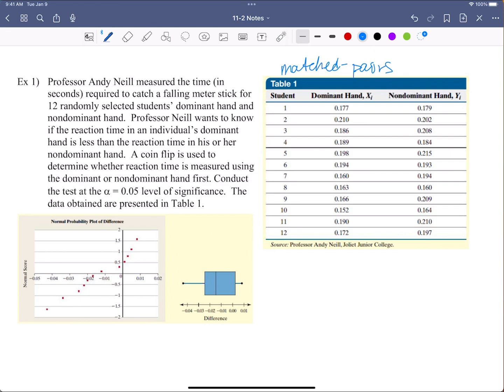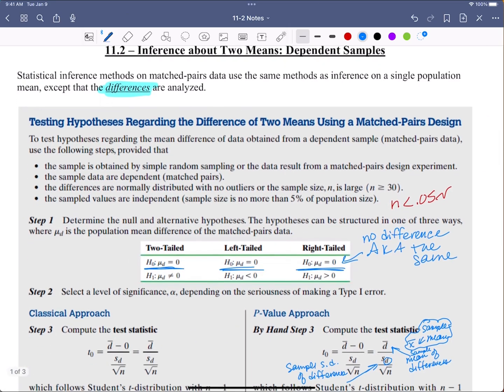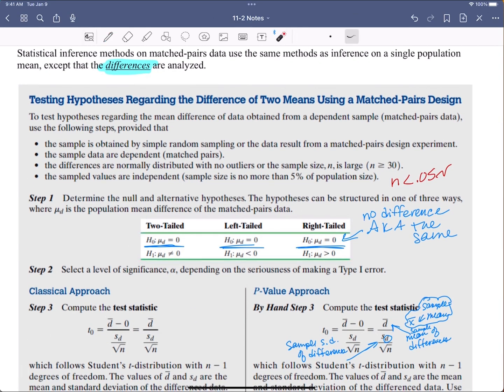All right, so here's the other thing. Let me flip back over here for a second. Look at all of these options that we have to take care of. The sample is obtained by simple random sampling or data from matched pairs. Boom, nailed it. The data samples are dependent matched pairs: the right hand and left hand, dominant, non-dominant. So that's matched up there. The differences are normally distributed with no outliers, or the sample size is large enough.